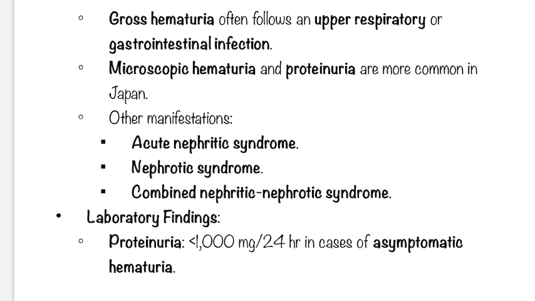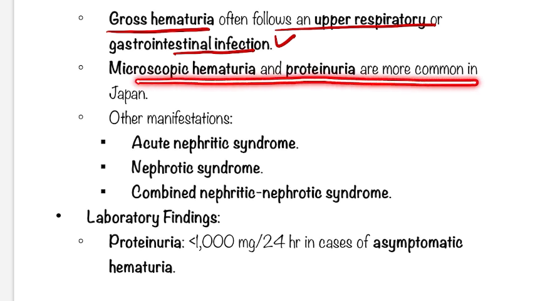Now the clinical features. What happens in this disease? Gross hematuria often follows an URTI. A child comes to you with a history of fever, cough, cold, which subsides. After a few days, he or she presents with gross hematuria. That's how this disease presents. Microscopic hematuria and proteinuria are more common in Japan.